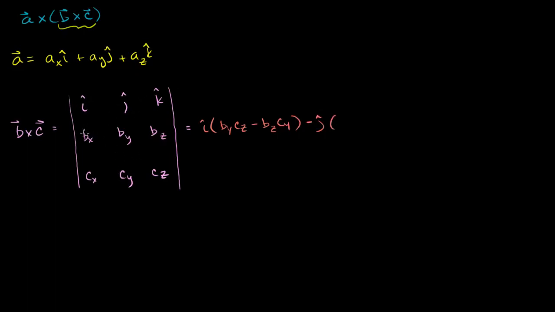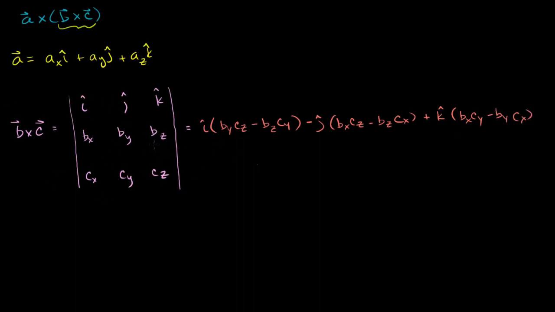So it's going to be bx cz minus bz cx. This is a little monotonous, but hopefully it'll have an interesting result. And then finally, plus the k component. For k, we're going to have bx cy minus by cx.